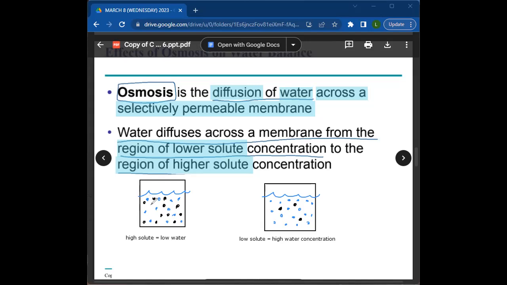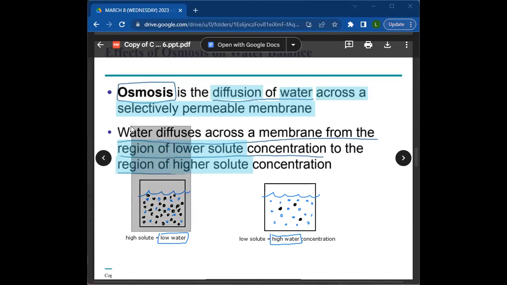You can see that basically the ratio of the black dots to the blue dots, there's a large solute concentration and there's very little water in comparison. So diffusion, it's still diffusion because it's still going from high water to low water.